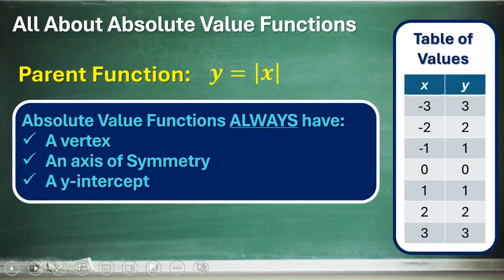This is the table of values centered around the vertex of the absolute value function. The vertex is (0, 0), and you're going to notice the symmetry of the y values as you move out from 0. This is expected, because the absolute value measures distance, and -1 and 1 are exactly the same distance from 0, so you get the same y value. -2 and 2 are exactly the same distance from 0, so the same y value, and so on.